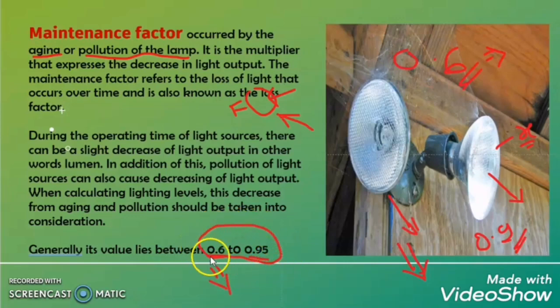Generally, the maintenance factor is taken as 0.8, but of course this will depend on how old the light is and how much dirt and dust has accumulated on its reflector, on its glasses, on the lamp itself. But generally, for the calculation, we take 0.8 because we are cleaning the light from time to time. So we consider the value of the maintenance factor to be 0.8. But of course, it will depend on the situation, how old the light is, and how much dust and dirt is on the light.